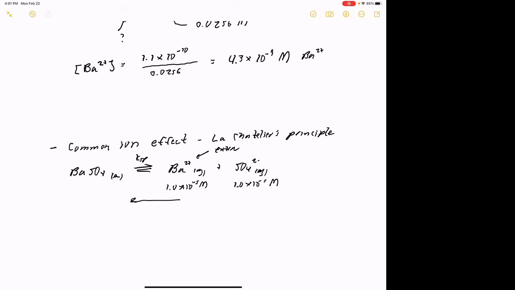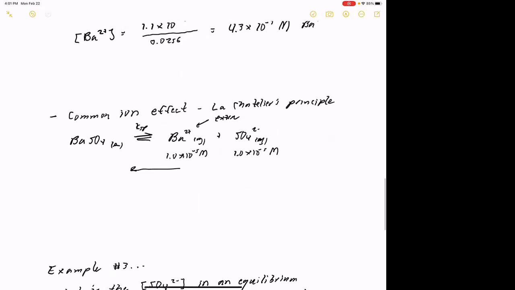So in other words, I'm kind of generating a Q here and I'm comparing a Q to my KSP, right? So in this situation, what's happened? I made my Q bigger, didn't I? Because I added more barium ion. And I want to get back to my KSP. So what ends up having to happen is I've got to allow those ions to come together to form more barium sulfate to get me back to equilibrium again. Okay. So that would be a way to form more precipitate if I wanted to do that.